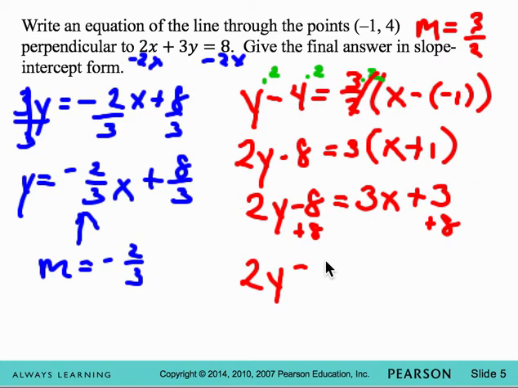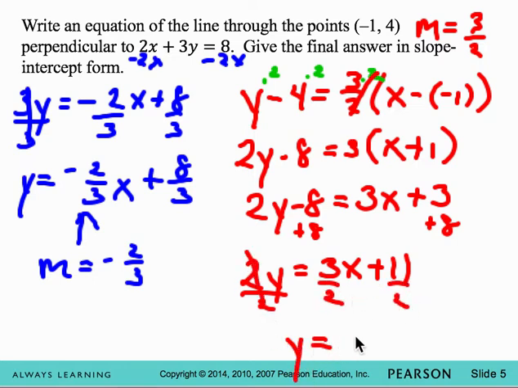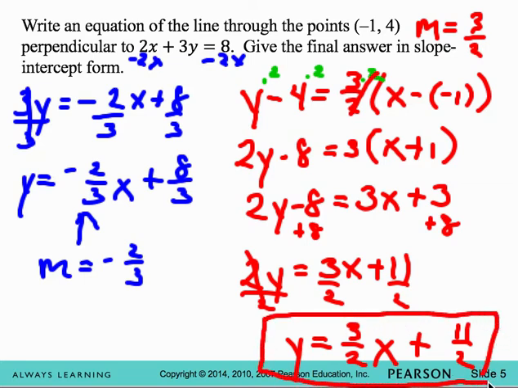2y equals 3x plus 11, and divide by 2 to get the y all by itself. So y equals 3/2 x plus 11/2. That's the equation of the line that goes through that point, perpendicular to this line.